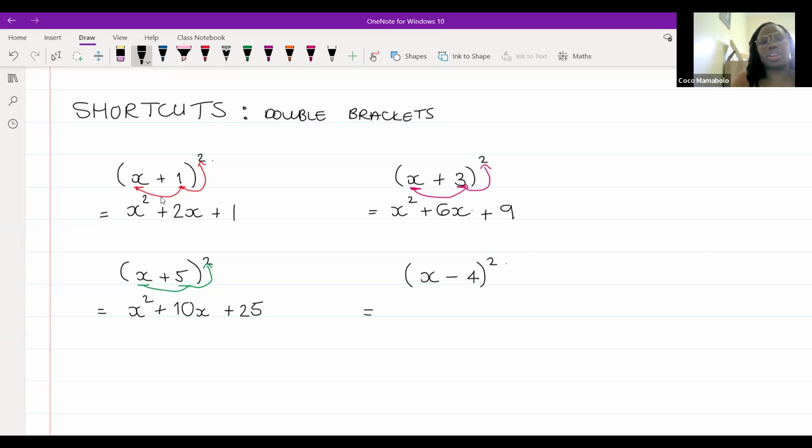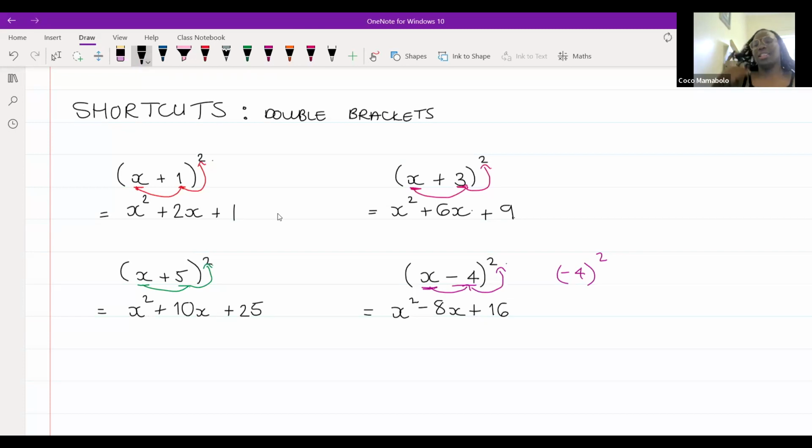Let's look if our answers look the same. I'm going to take x over here and square it, so x squared. Then I'm going to take negative 4 and square it. Negative 4 all squared should give me positive 16, not negative 16. So plus 16 at the end. In the middle, x times negative 4 will give us negative 4x, times 2 is going to give us negative 8x.